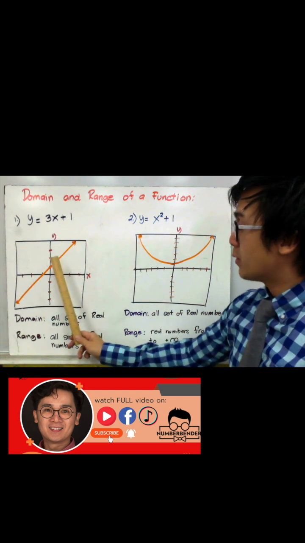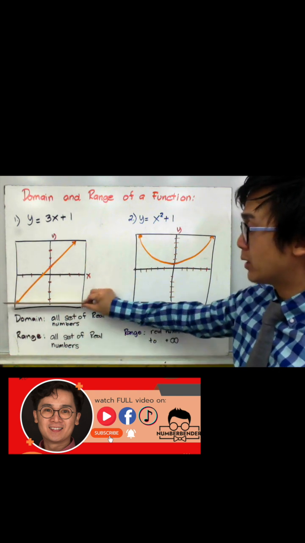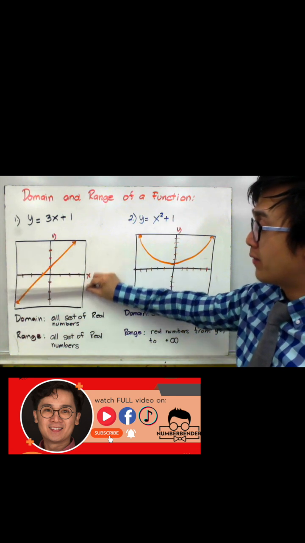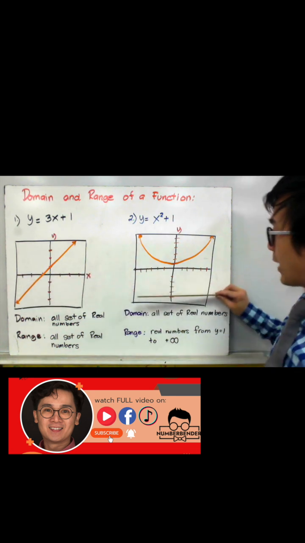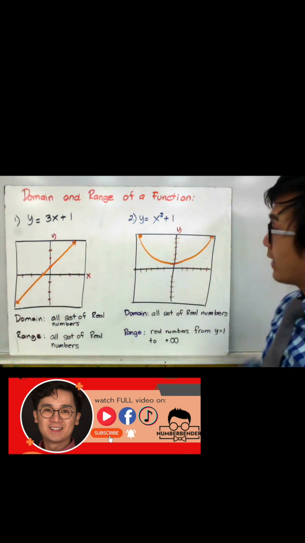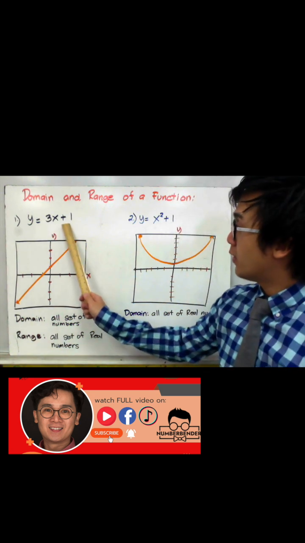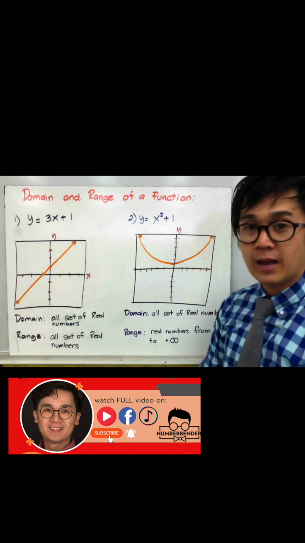So it's different from example number 1 because in example number 1, we're still seeing the graph from the very bottom of your y-axis compared to this particular function. And that is how you describe your domain and range given a function and the graph of the function.